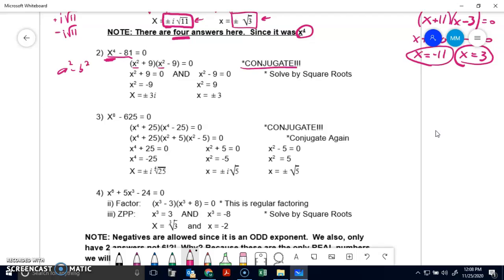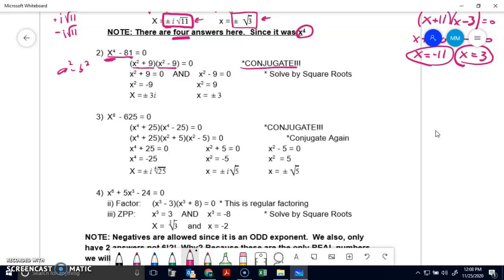X squared times x squared. 81 is 9 times 9. So I have a plus b, a minus b. X squared plus 9, x squared minus 9. Felt like I was reading Dr. Seuss for a moment. Red fish, blue fish, one fish, two fish.